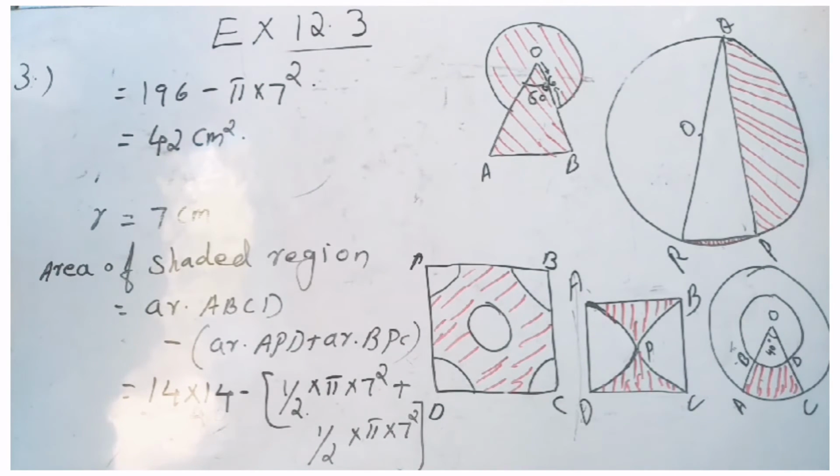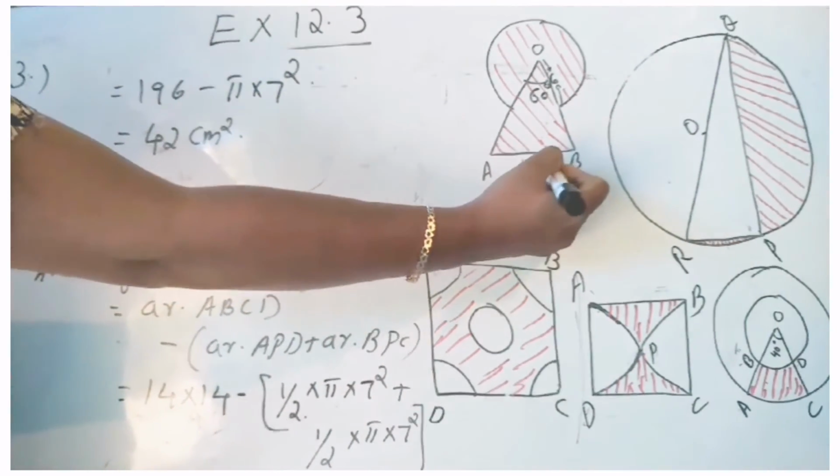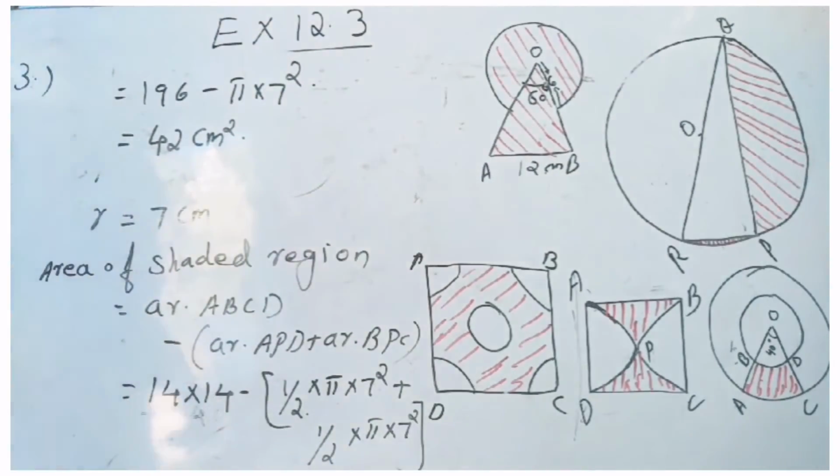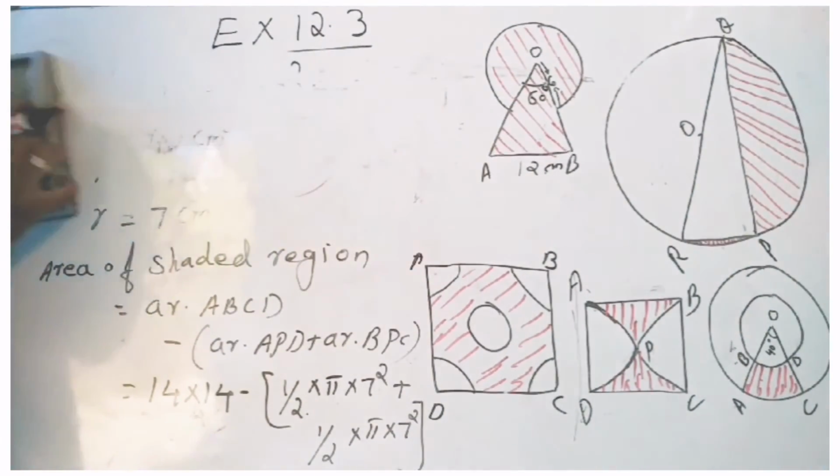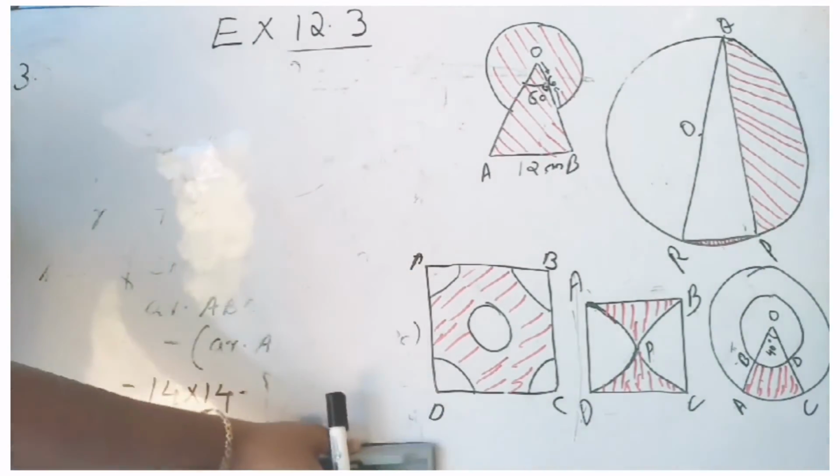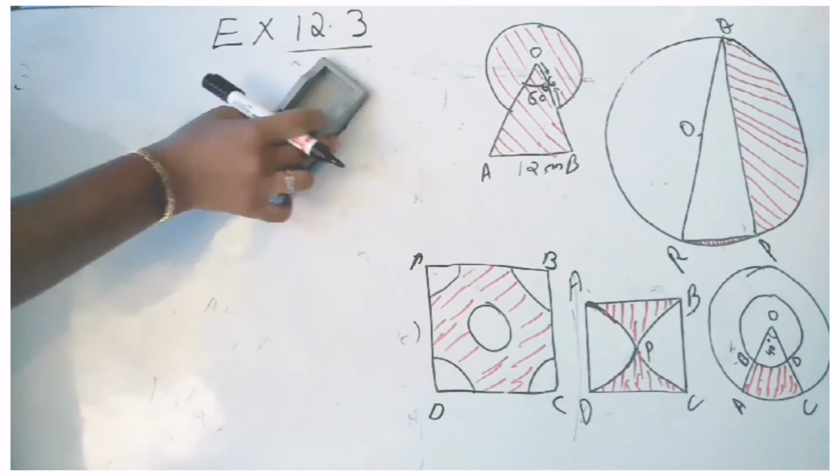Equilateral triangle OAB of side 12 centimeter. So this length is 12 centimeter. This is also given in the question. Now we need to find out the area of the shaded region.